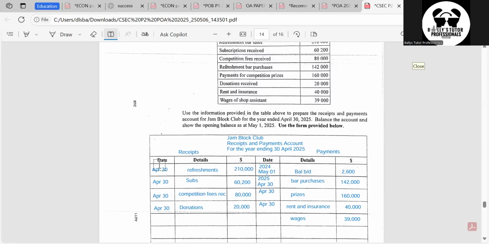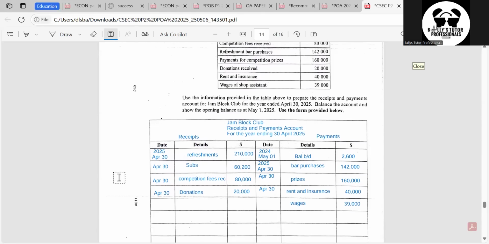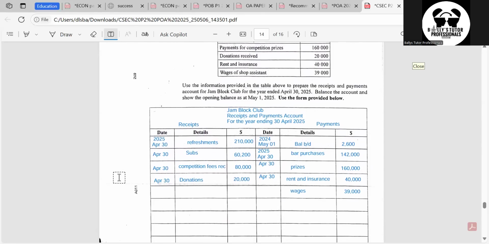2025. Everything here would be 2025. Now you put the whole date in it, like April 2025 and so forth. I'm just trying to save time. And then from here, I'm just going to balance the account. So I'm going to check and see which side is bigger, which side is smaller.